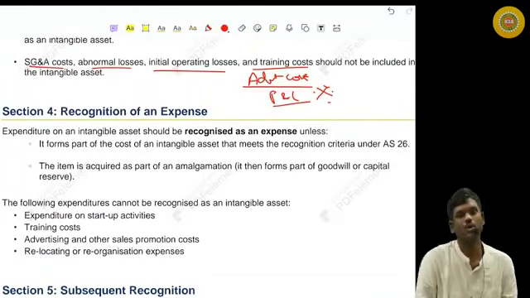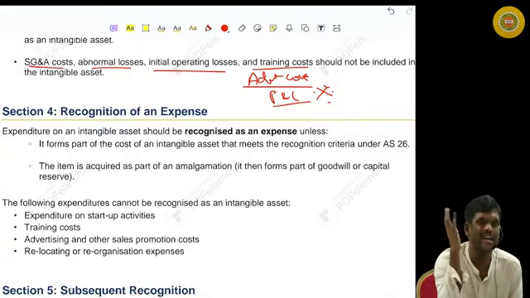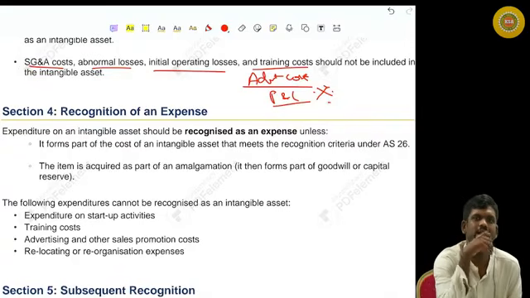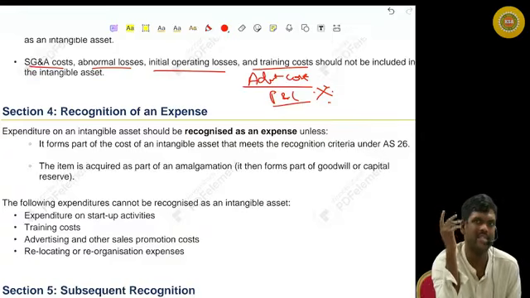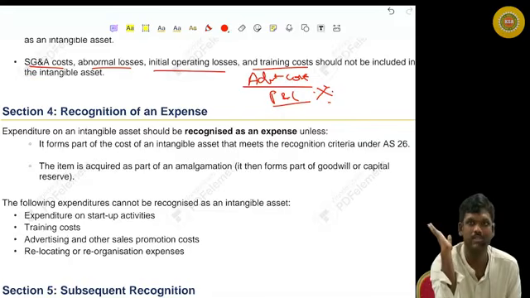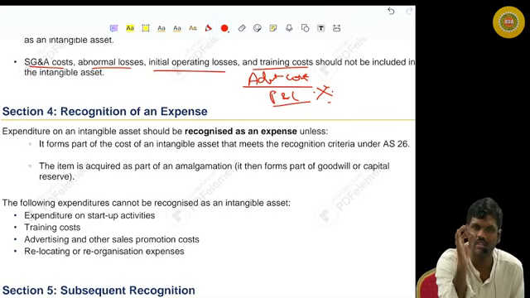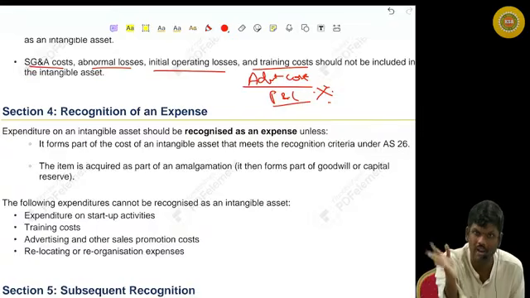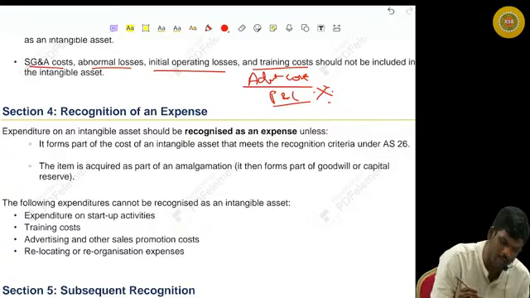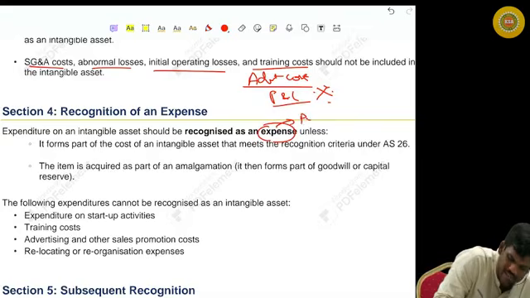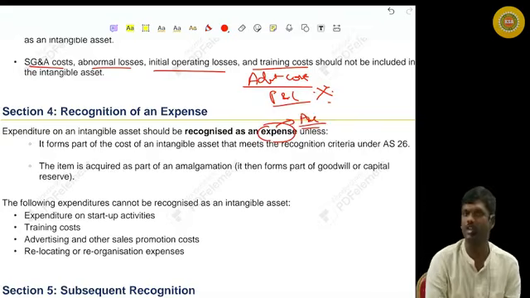Next point. Now what AS26 says is, you are spending some money. If it is satisfying tangible asset definition, AS10, you can capitalize. If it is satisfying intangible asset definition, AS26, capitalize. Or if you are spending this money as a part of amalgamation, it will either go to goodwill or capital reserve. In all other cases, any other money spent, if it is not satisfying the definition of tangible asset, if it is not satisfying the definition of an intangible asset, if it is not a part of amalgamation, then all the other expenses should be charged to P&L. It should be recognized as an expense in P&L. You can never capitalize.